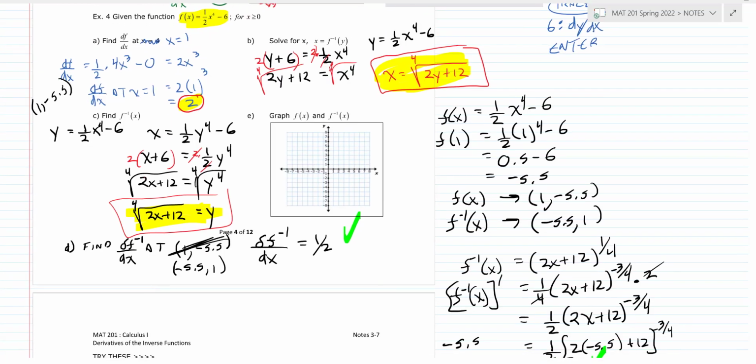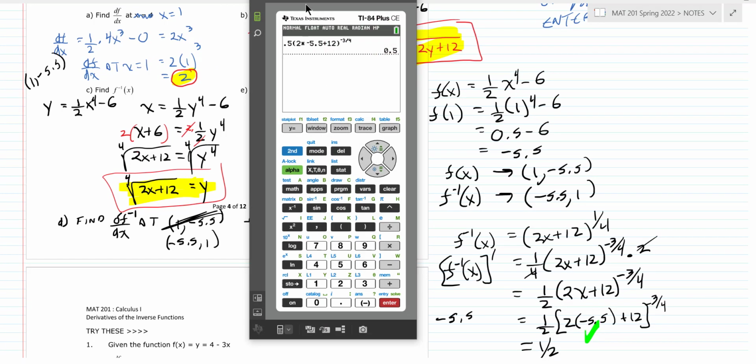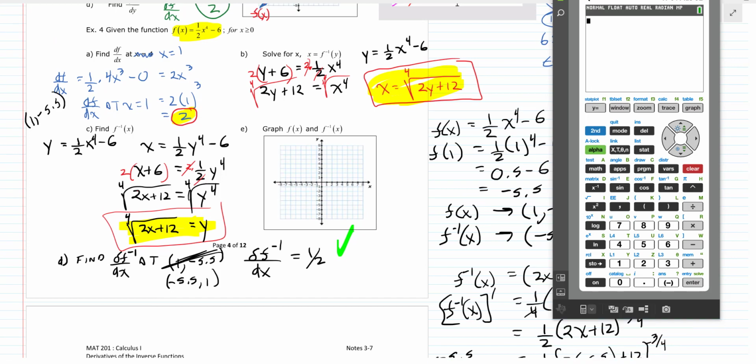Okay, so we're going to do a check on here too with the graphing calculator, kind of like what I did on the last step. So I'm going to put in the original function. Let me get everything erased. I'm just going to graph the original function. So what I have is 0.5 x to the fourth, and then minus 6. That will be my function, and I'll just do that in a standard window.